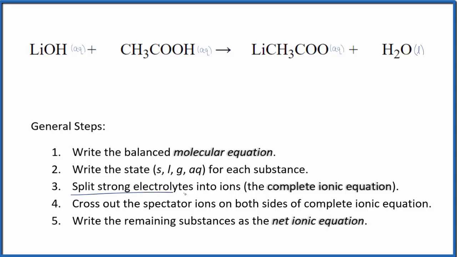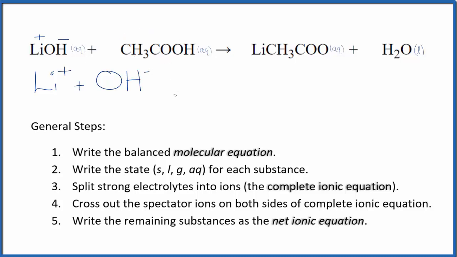Now we can split the strong electrolytes into their ions, and we're only splitting the strong electrolytes into their ions. Lithium hydroxide, lithium is in group 1, so that's 1 plus, and the whole hydroxide ion here is 1 minus. So we'll have our lithium ion, Li plus, and we'll have our hydroxide ion. And I won't write the states right now. Let's write those at the end.